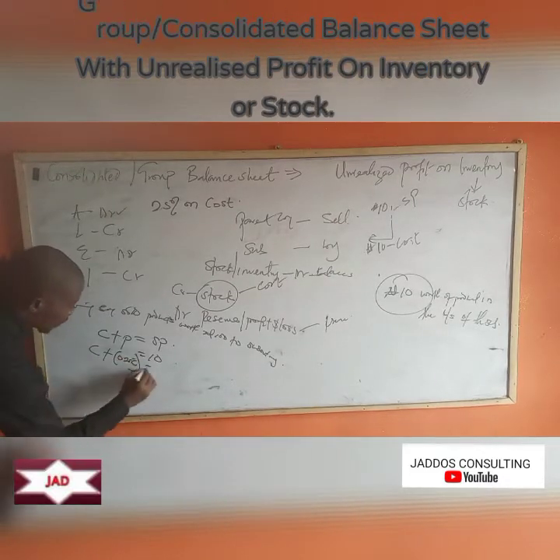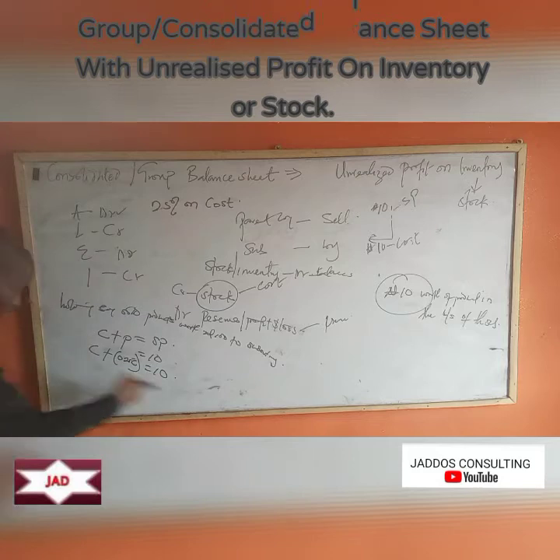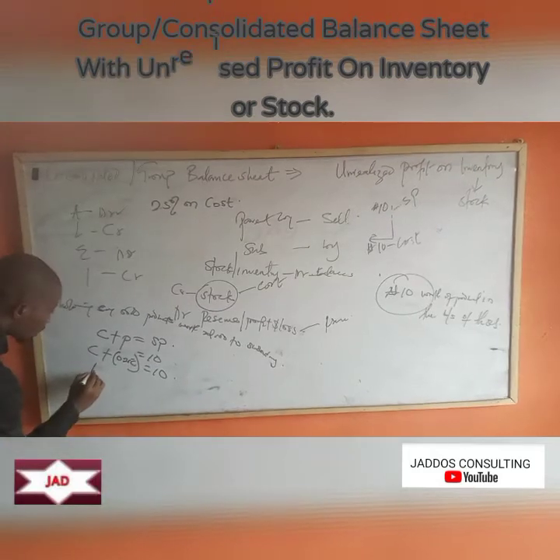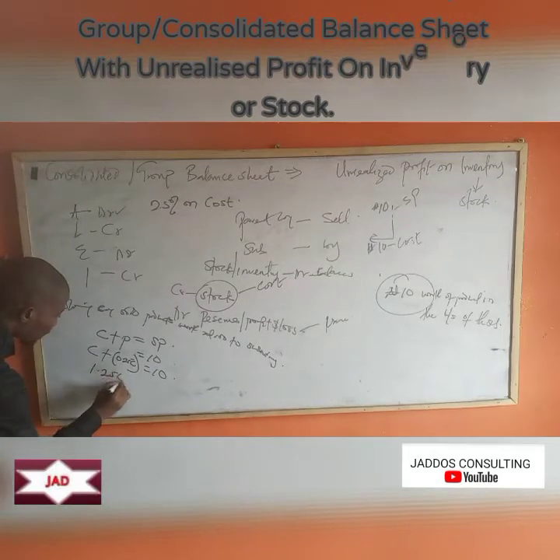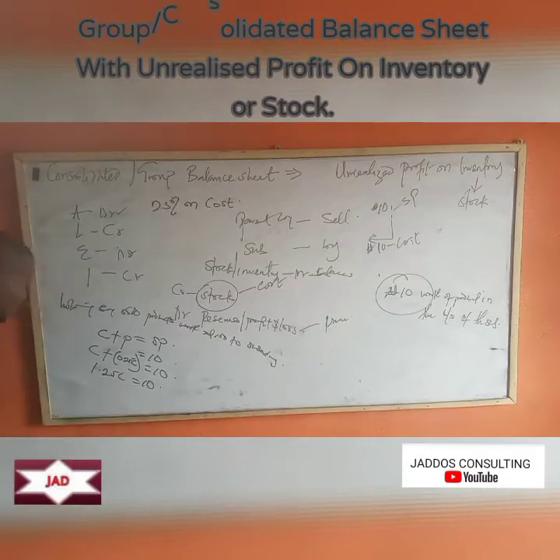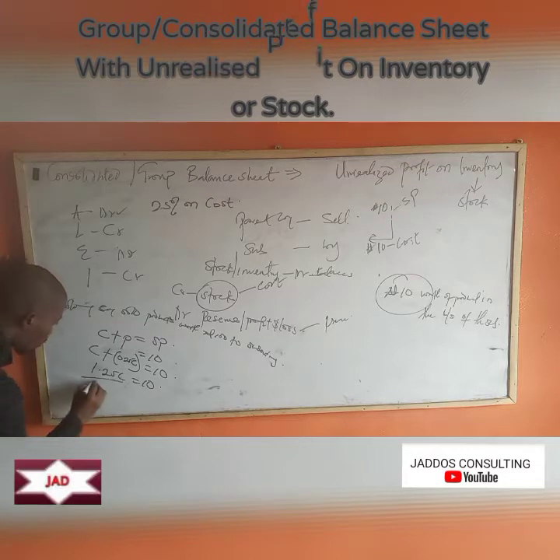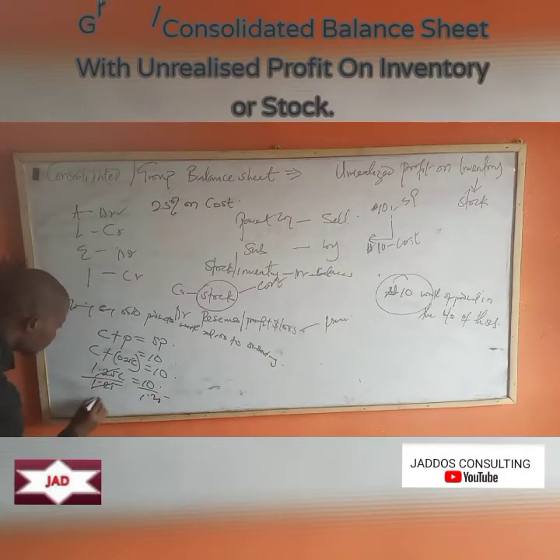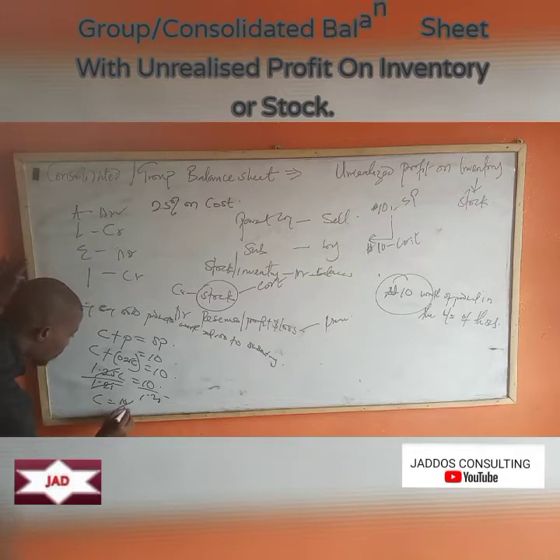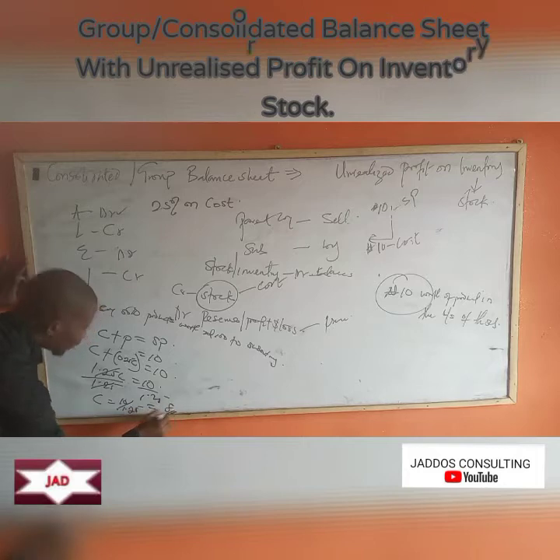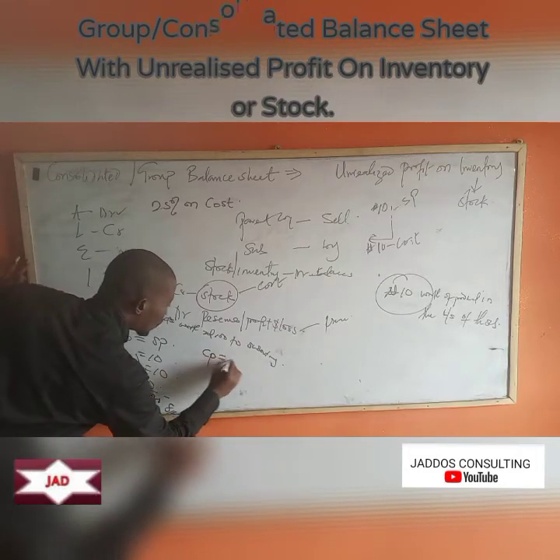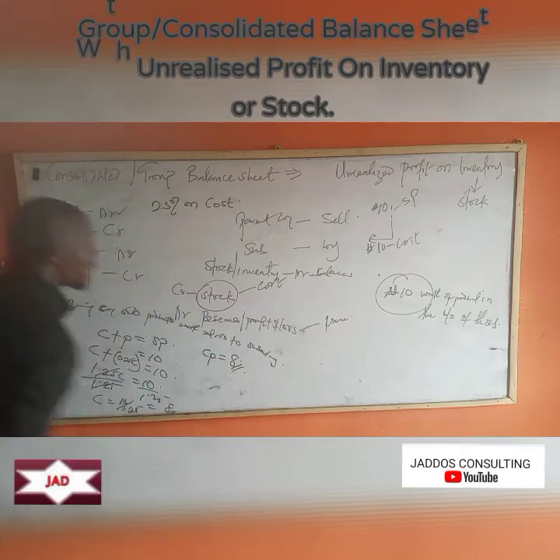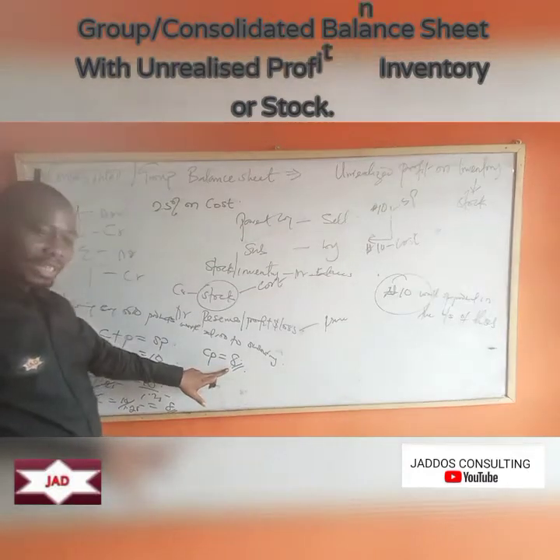0.25C equals 10 naira. So this is like 1C plus 0.25C. So that will be 1.25C equal to 10 naira. So how do we get the cost price? We divide both sides by 1.25. So C will be equal to 10 divided by 1.25. When you do 10 by 1.25, you'll be getting 8 naira. So that means the cost price is 8 naira. So now that we have the cost price, what is now the profit element?